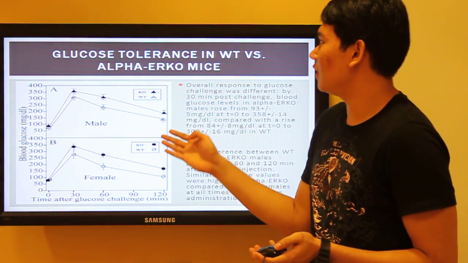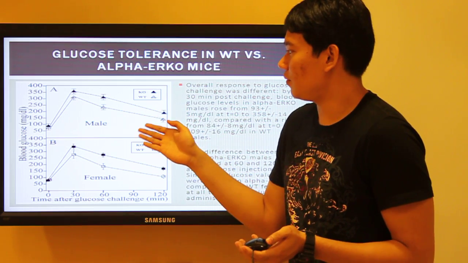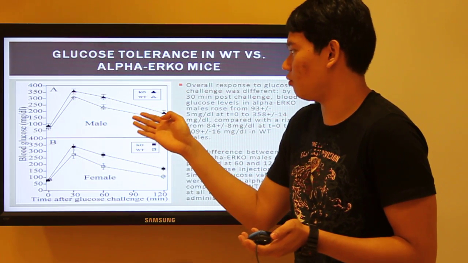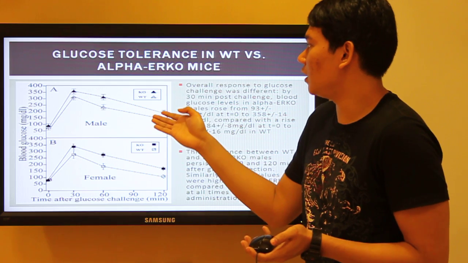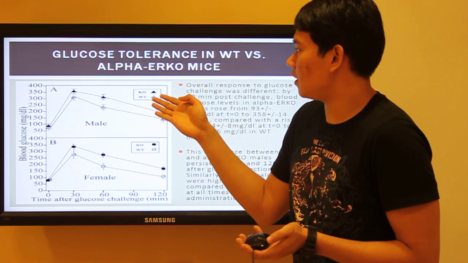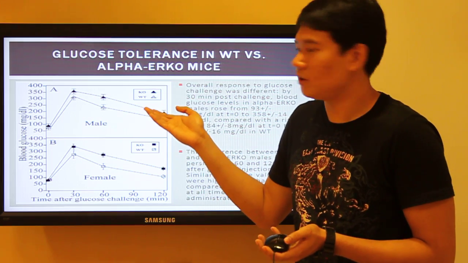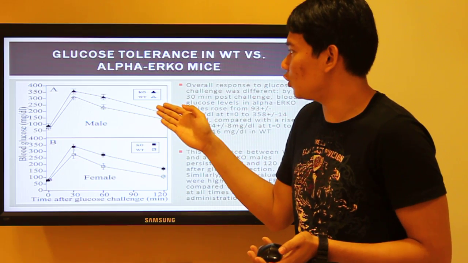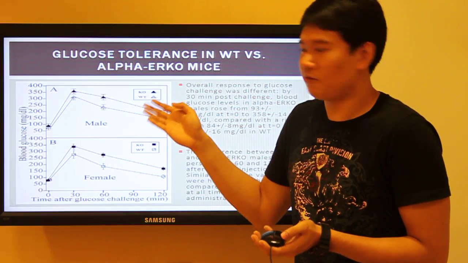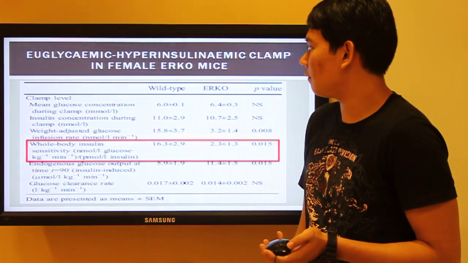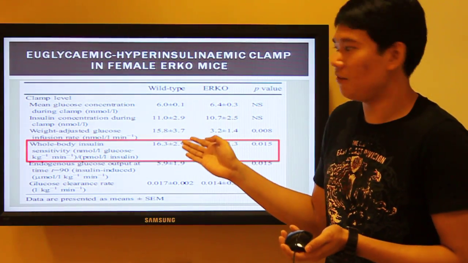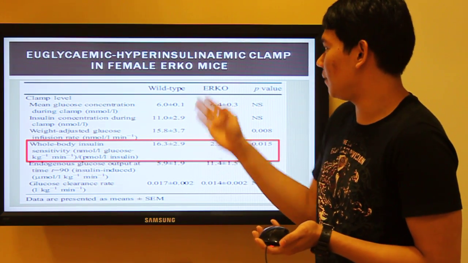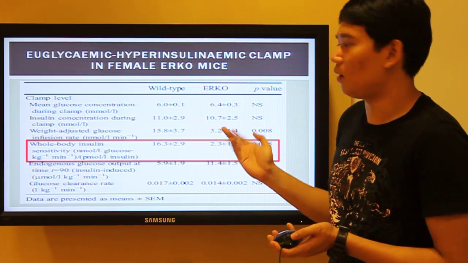As you can see from this graph, the main takeaway is that there is no significant difference between the male and female mice in terms of the knockout versus the wild type. However, when the male or female mice have estrogen receptor knockout, the blood glucose level is higher than that of the wild type. This goes to show that the estrogen receptor is important in regulating blood glucose. Also from our studies, we have found that whole body insulin sensitivity is significantly higher in the wild type than in the alpha estrogen receptor knockout mice.